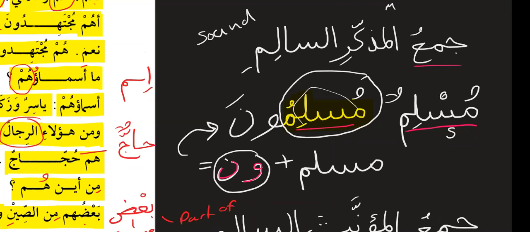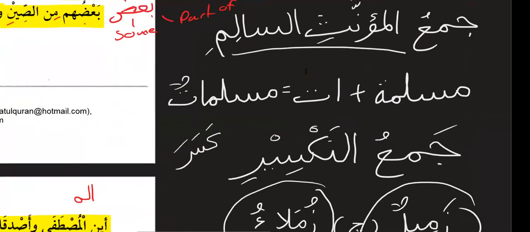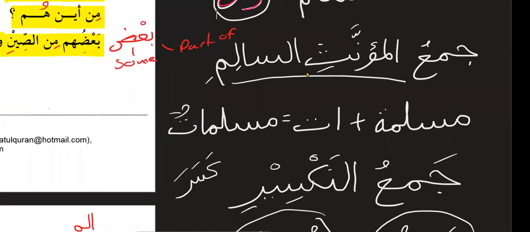And then we studied the opposite, which was جمع المؤنث السالم, a sound feminine plural. We mentioned that all we do is add an alif and a ta. For example, مسلمة plus ألف وتاء equals مسلمات, كافرة كافرات, مهندسة مهندسات.